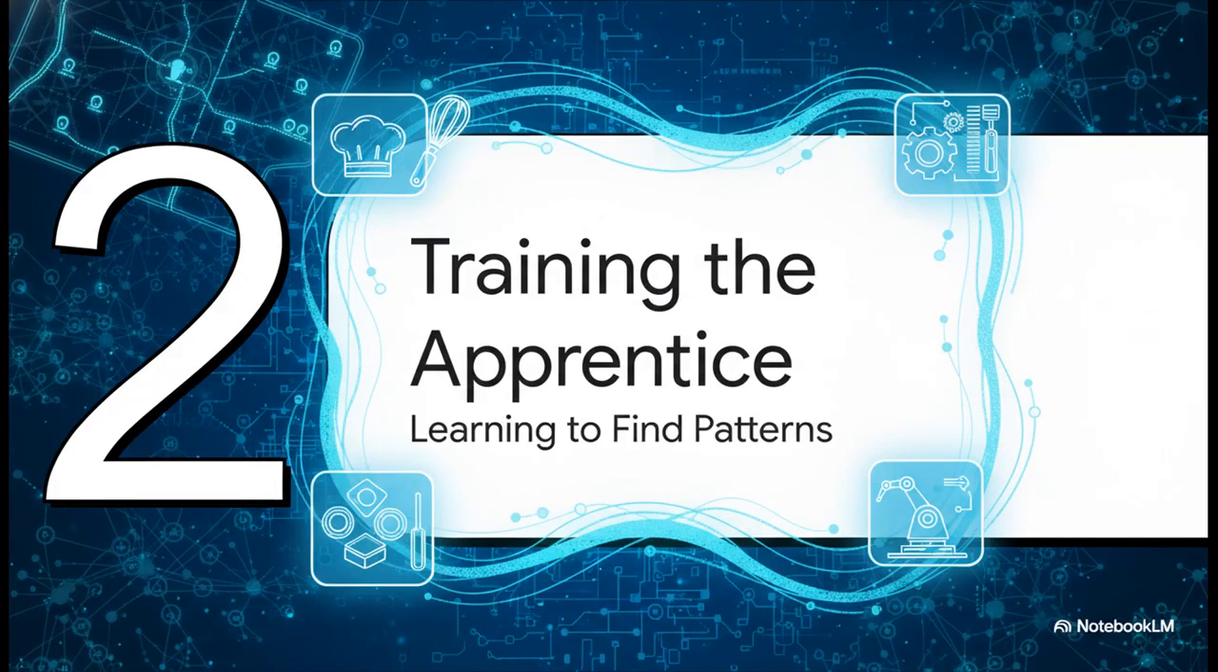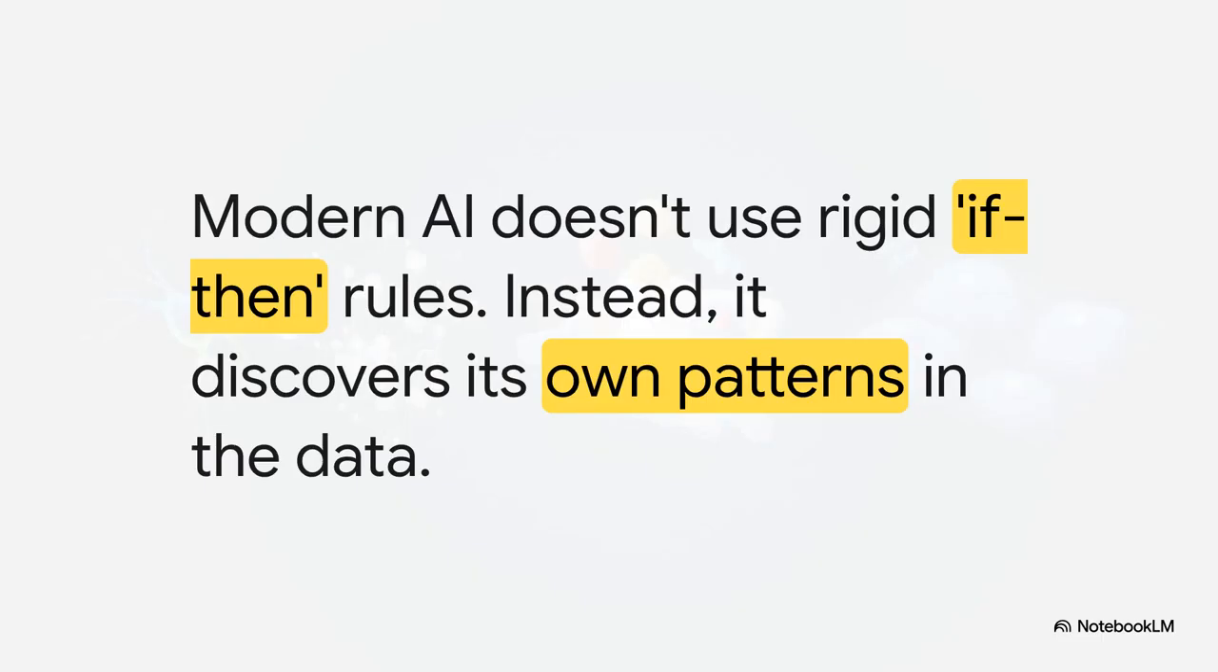Okay, Section 2, training the apprentice chef. So we've got the map. Now, how do we teach the machine to actually read it? To make this crystal clear, we're going to use a little metaphor. Now, this is super, super important.